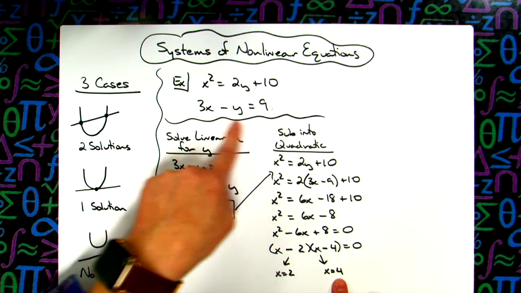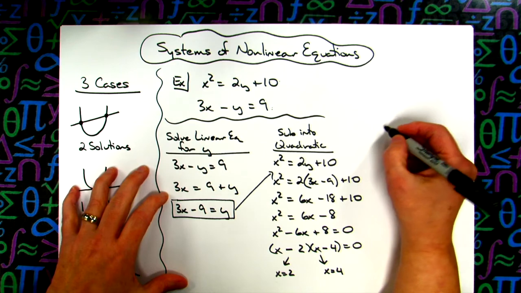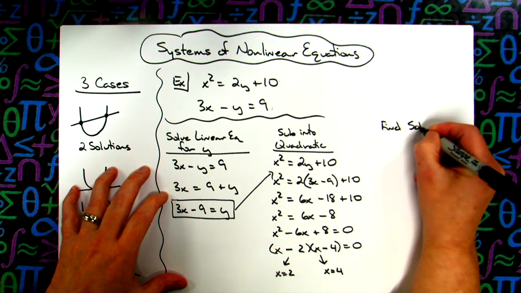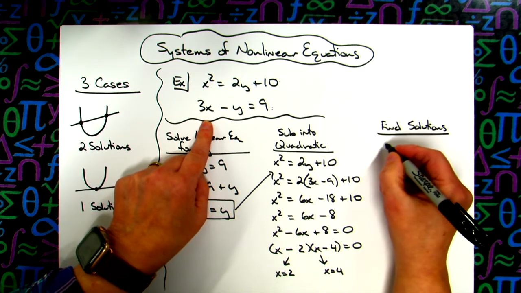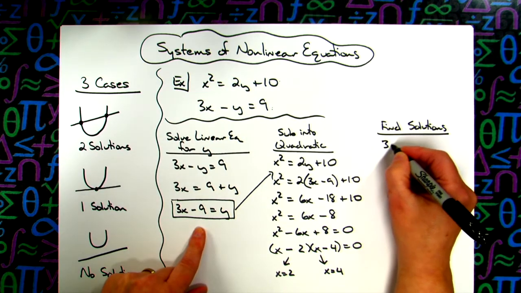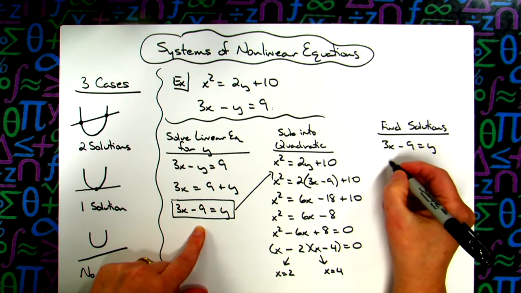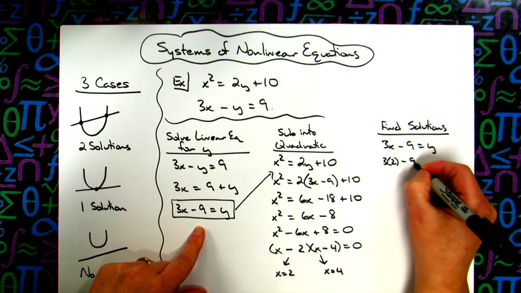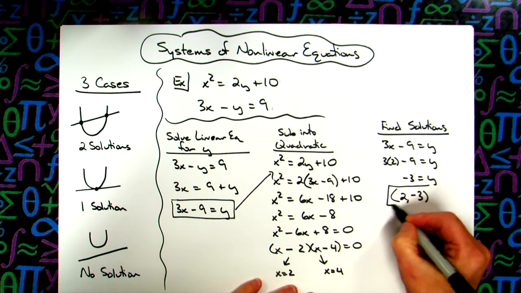So I'm going to plug them into the linear equation, because that's probably going to be the easiest. Let's put here, find solutions, for our last step. I'm going to take the original linear equation. Actually, it would probably be easier to plug in here. I'm going to take 3x minus 9 equals y, because we've already solved for y. I know what x is, so I'm going to plug in x equals 2. So 3 times 2 minus 9 gives the ordered pair 2, negative 3. So there's one of our solutions.